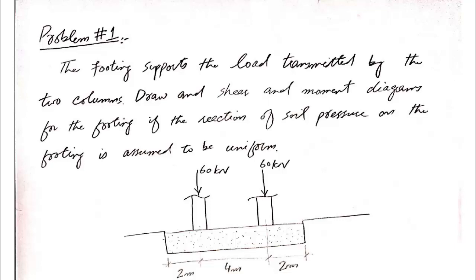It says that the footing supports the loads transmitted by the two columns. So this part is a footing and it is supporting two columns. The load transferred to the footing by each column is equal to 60 kilonewton, as it is marked on the diagram. Further, the problem statement says to draw the shear and moment diagrams for the footing if the reaction of soil pressure on the footing is assumed to be uniform.